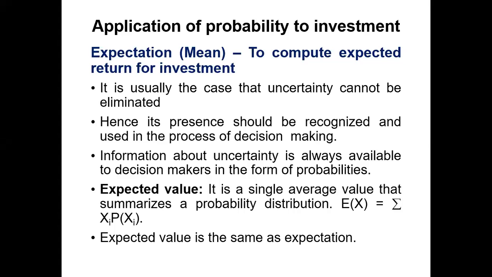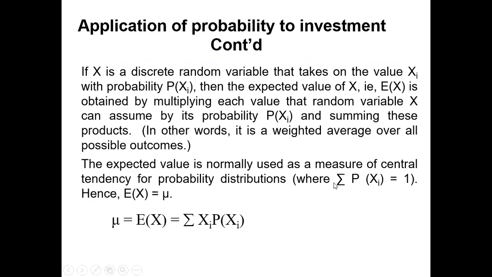So if, let's say, we have a return like 8%, what is the likelihood that we get that 8%? That likelihood is measured in terms of probabilities. So all the various returns, as well as their associated probabilities, when you multiply them and you sum it up, you should get the expected value. So the expected value is also referred to as the expectation. Now, here, if X is, so application of probability to investment.